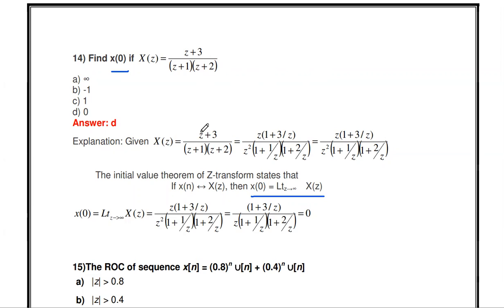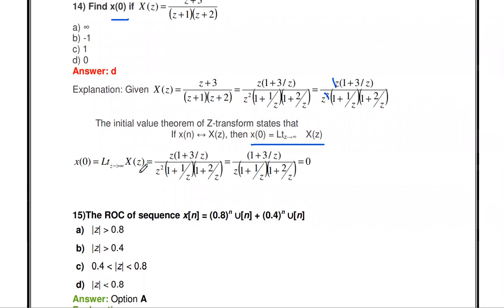If you are taking Z outside, we have to write it as 1 plus 3 by Z. Similarly, from Z plus 1 you take Z as common, and from Z plus 2 you take Z as common. We have to write Z squared into (1 plus 1 by Z)(1 plus 2 by Z). Here the Z and Z squared will cancel, so we get the answer like this. Then we have to substitute Z is equal to infinity.